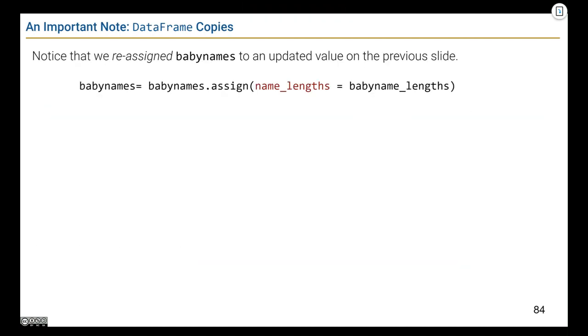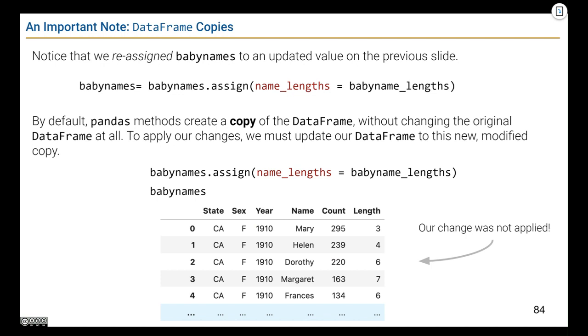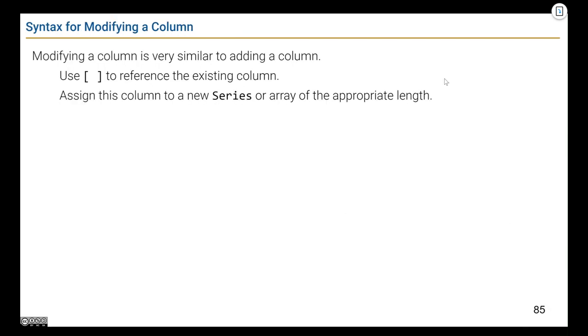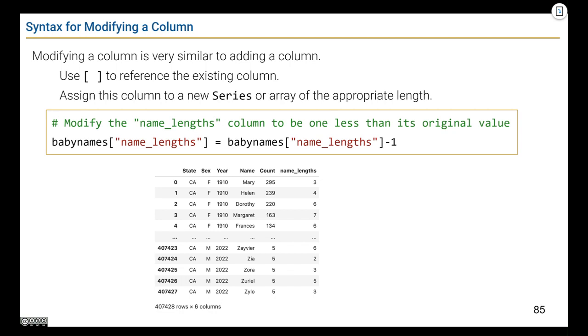Okay, and then, oh, this is also just emphasizing the copy issue. And so this will come up frequently if you ever have issues like, wait, this is not being applied, this is not working. Just make sure that you've actually updated your data frame. All right, now you can modify a column very similar to what we just did using your bracket reference. So suppose now I want to modify my name lengths to be one less than its original value for some unknown reason. In that case, I'm just going to rename it, calling the same name, baby names, name lengths, and then set it equal to what it was before minus 1, and it'll just replace it there.